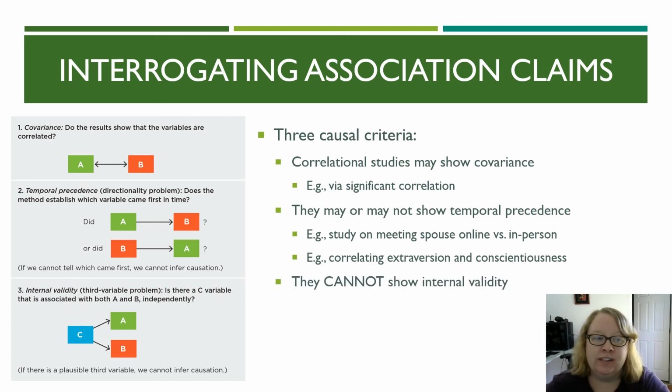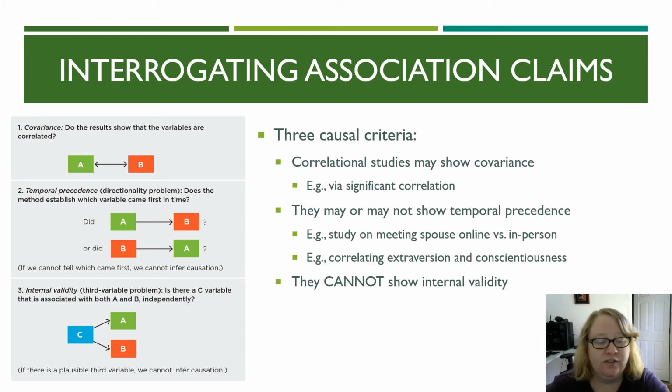Now, number three, the third criteria, this is the one where correlational studies are always in trouble. Correlational studies cannot show internal validity, no matter what. So that's different than temporal precedence. You may or may not be able to show it based on the design and the research question. But internal validity, we cannot show that with correlational designs. And that is always true for correlational designs. We cannot show internal validity.